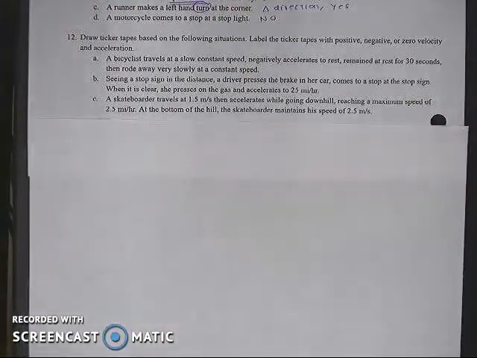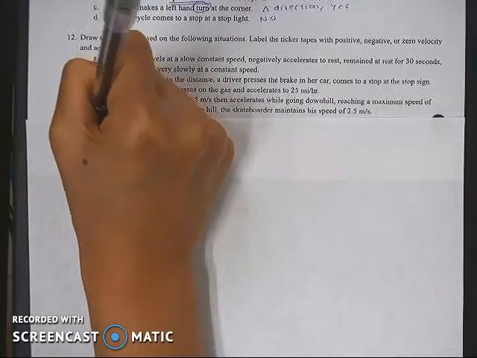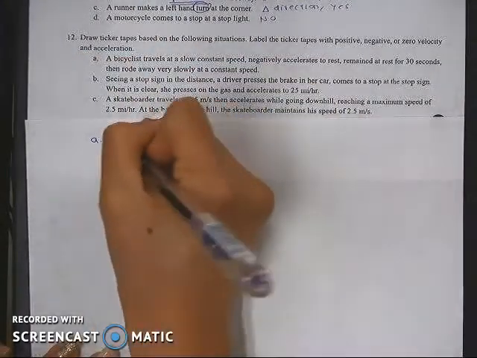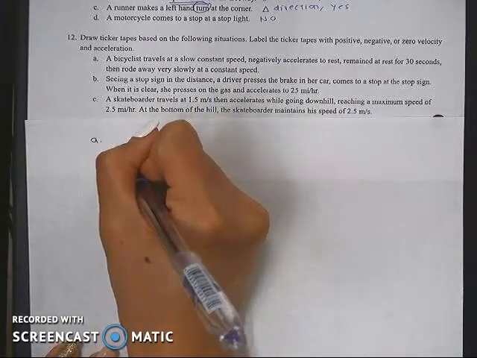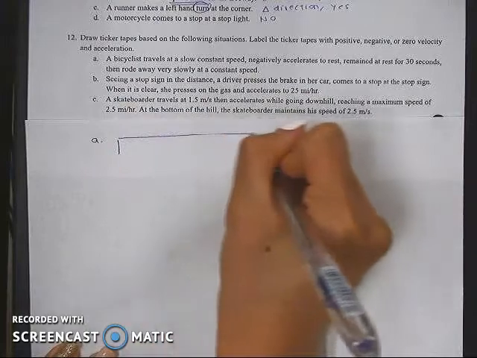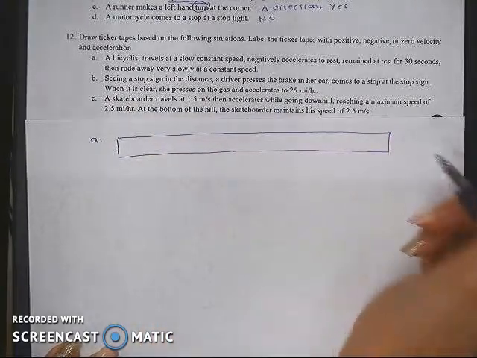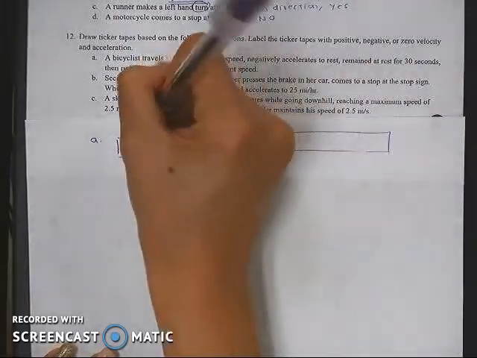So here's my paper where I'm going to draw the ticker tapes. All right, let's start with A. A bicyclist travels at a slow constant speed, negatively accelerates to rest, remained at rest for 30 seconds, and then rode away very slowly at a constant speed. So here is my makeshift ticker tape. So he's starting off by traveling at a slow constant speed.